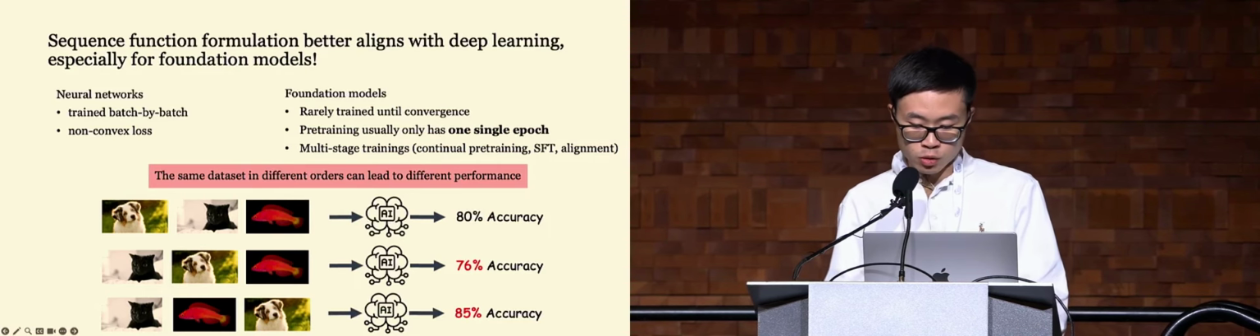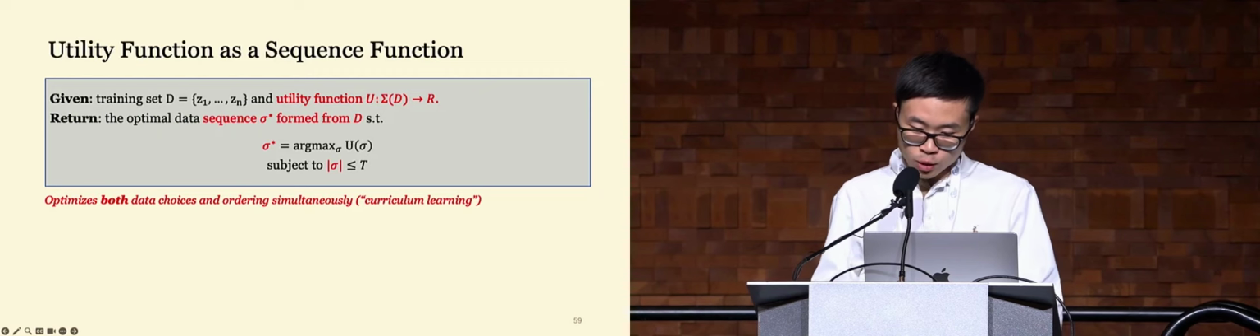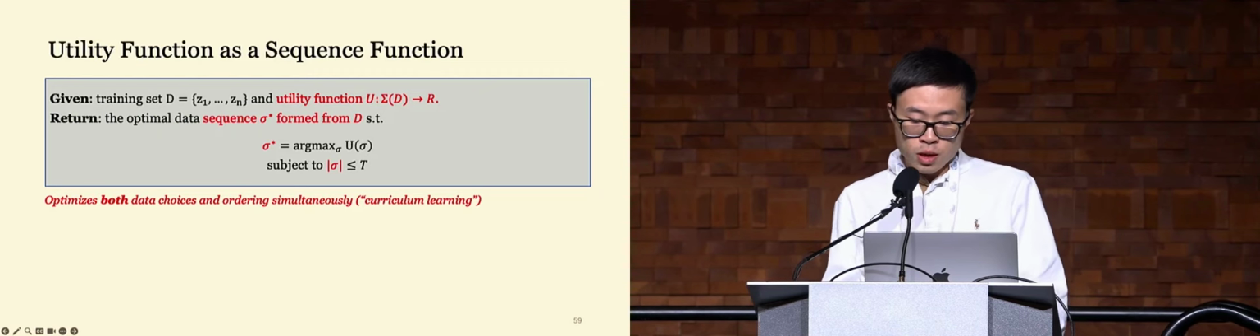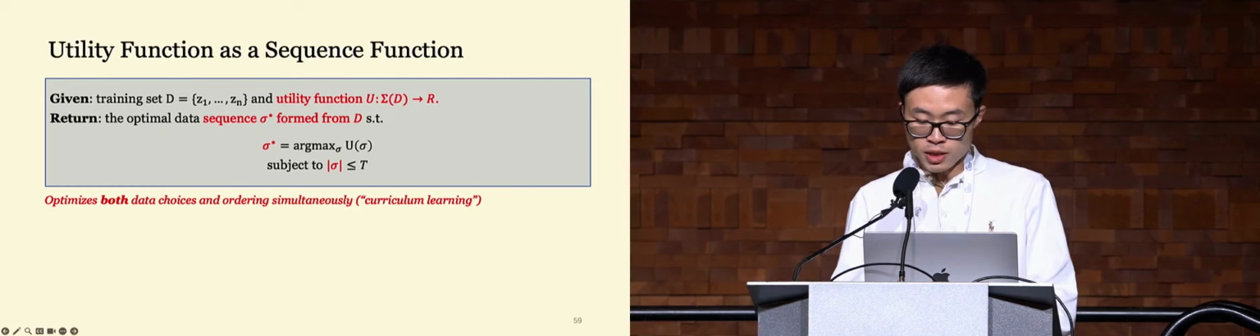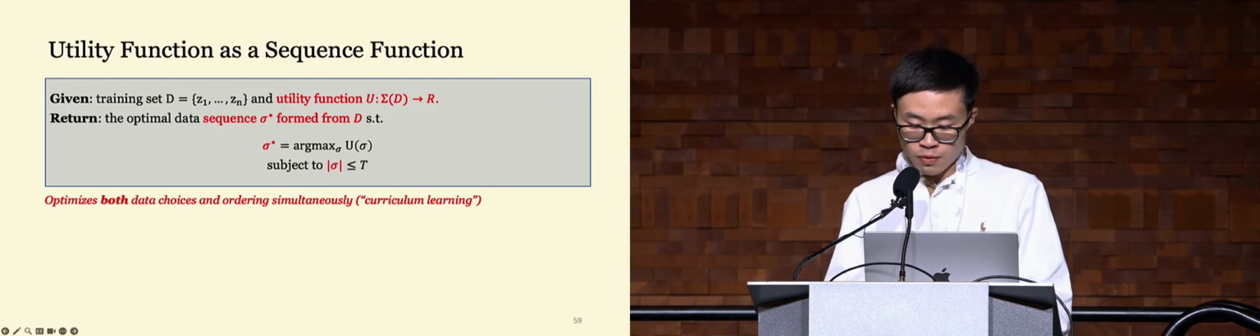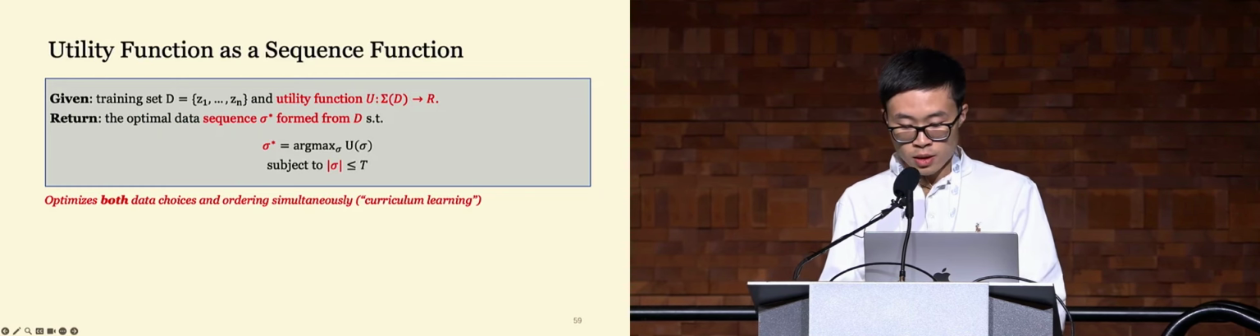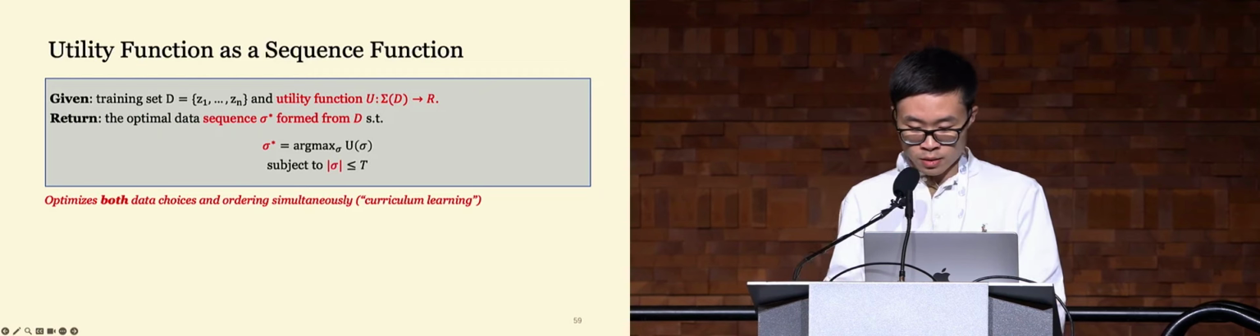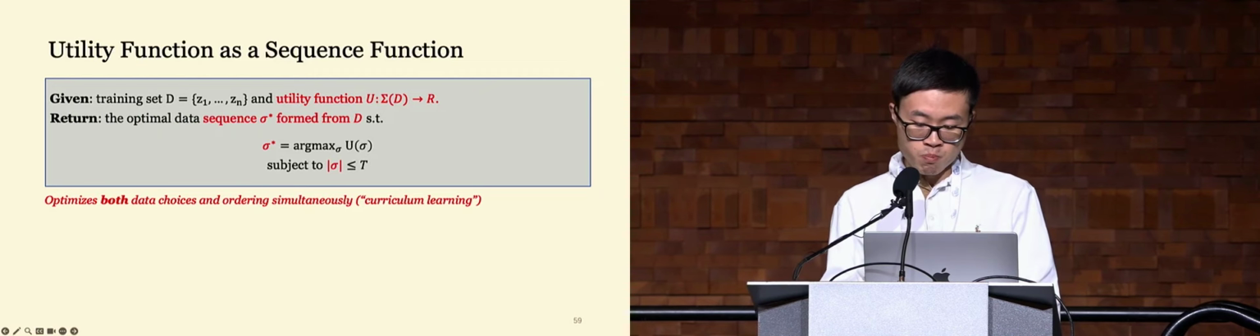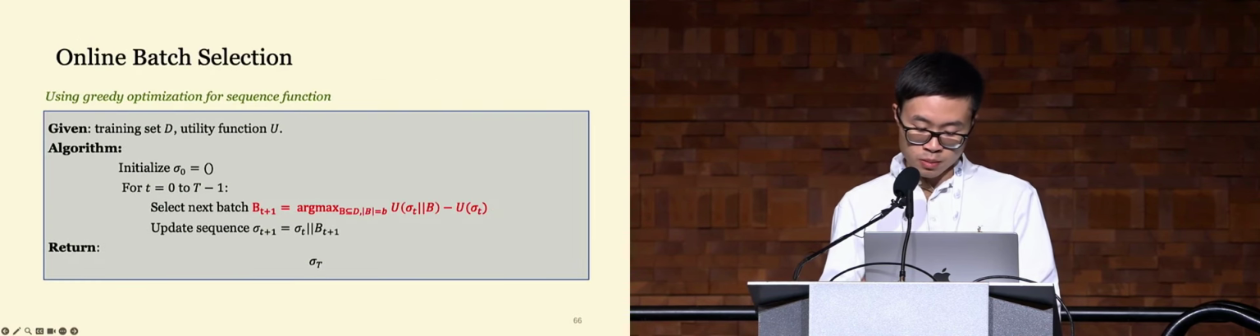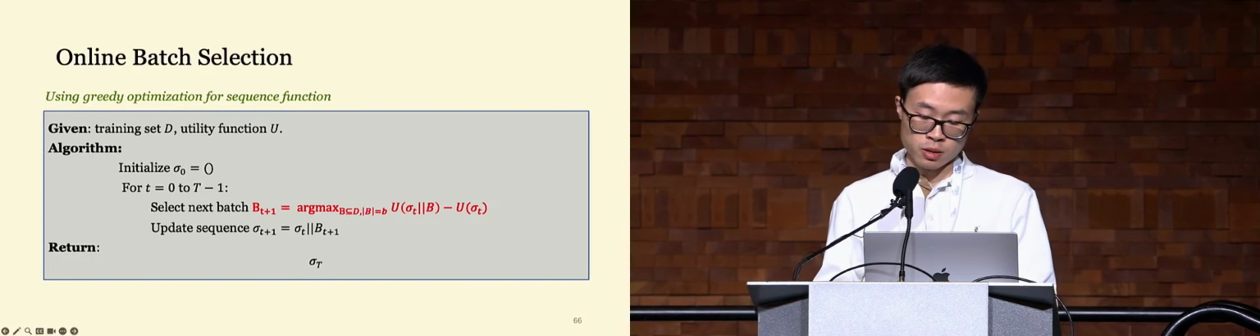So even training on the same dataset with different orderings can lead to very different model performance. So assuming our utility function is order independent rather than a sequence function does not align well with the reality of deep learning, especially for the foundation models that we work with.